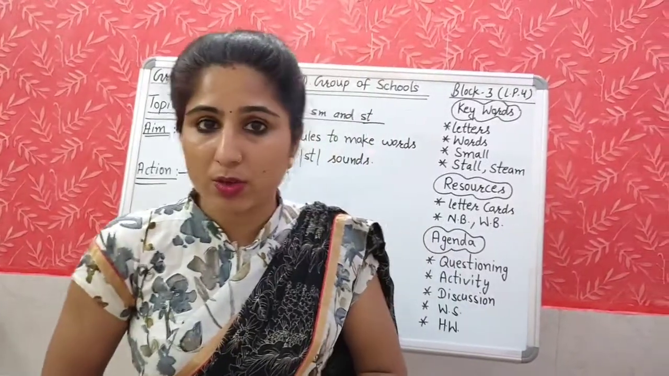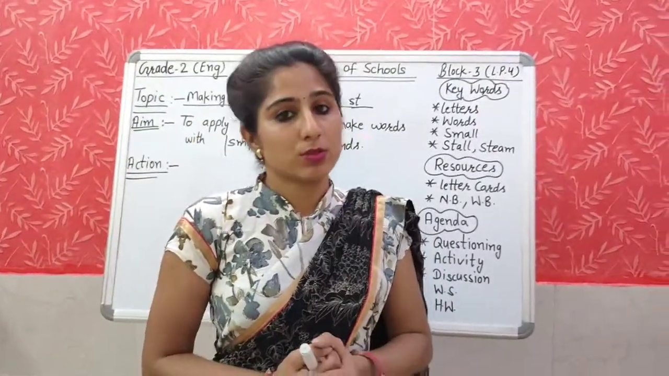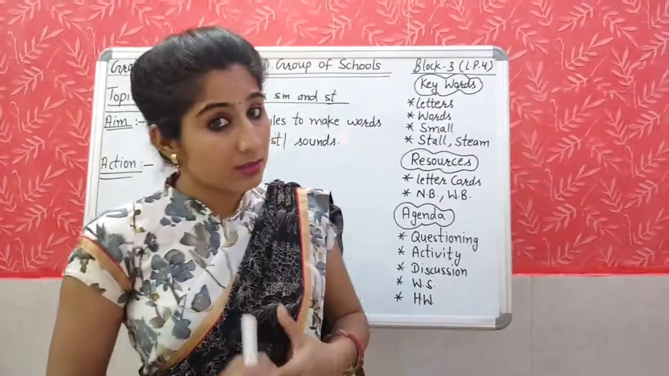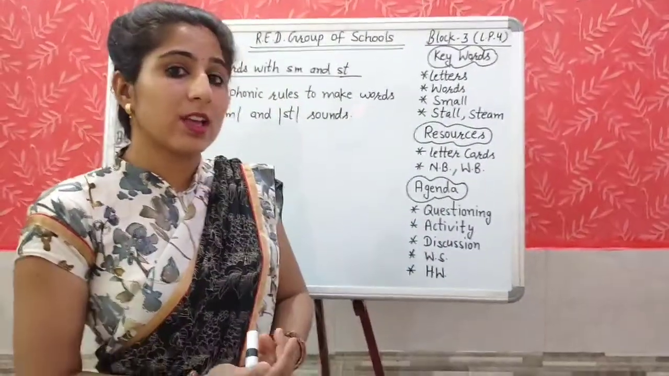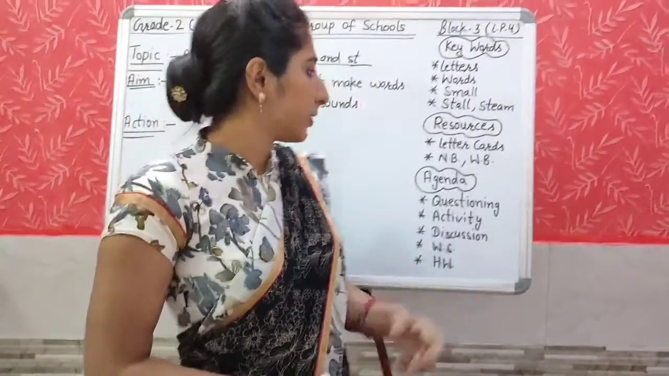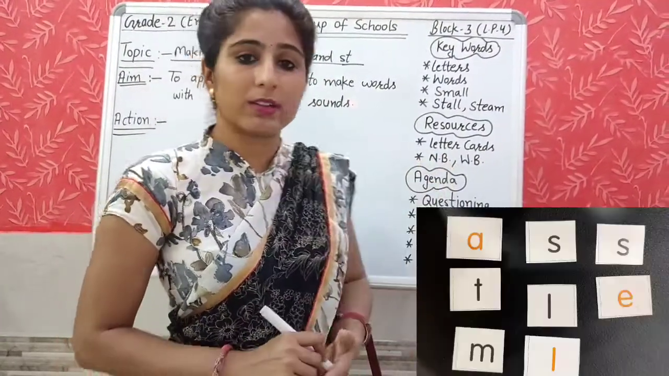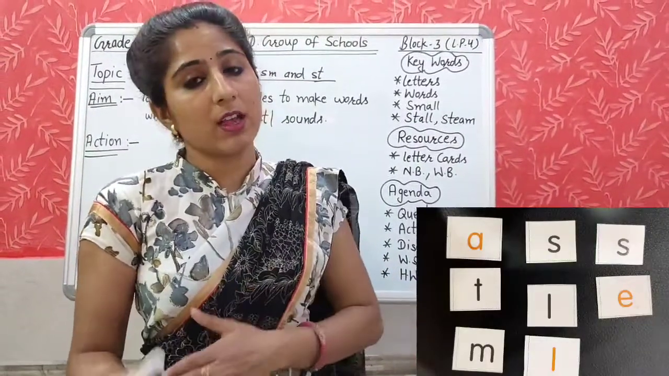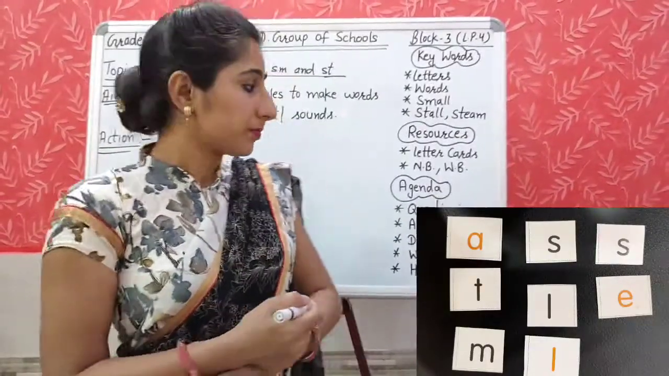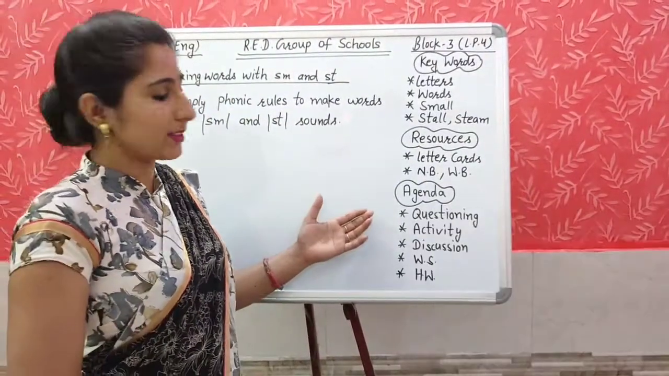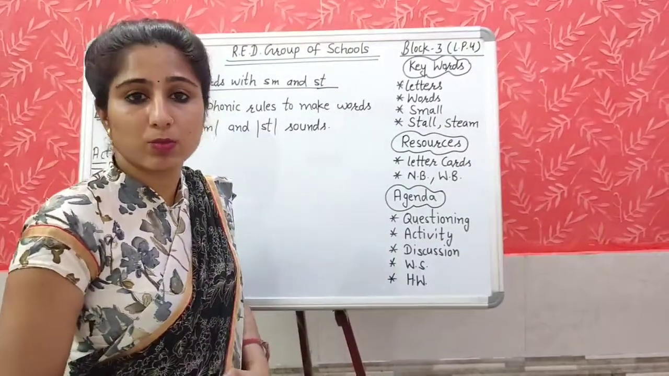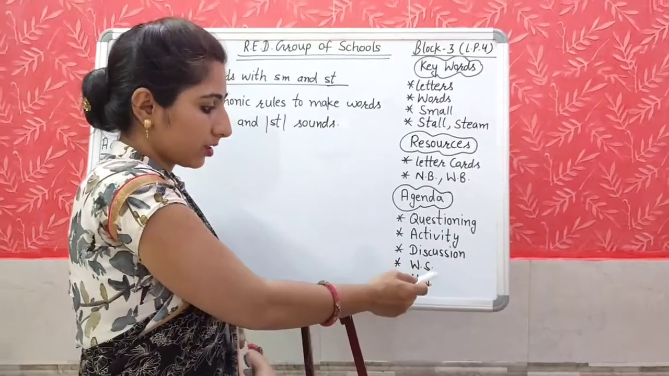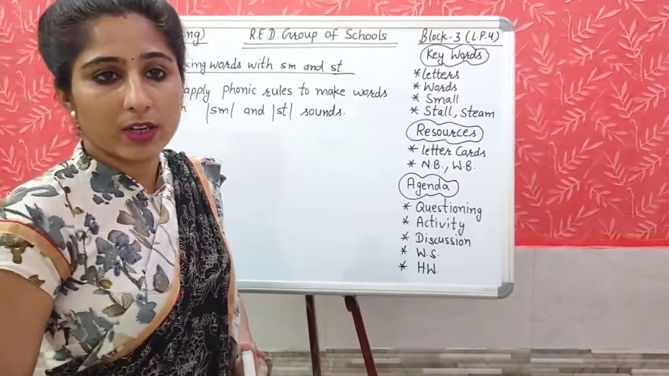Okay, block 3 is going on as you all know. So today we are going to start block 3 LP 4 and the resources for this class, as I told you in previous class also, are letter cards, notebook and workbook. Letter cards are given in your workbook at the first page and at the end page also. And what will be the agenda for today's class? Questioning. First I will ask some questions, then we will move on to the activity, then we will do discussion, and then worksheet and then homework.